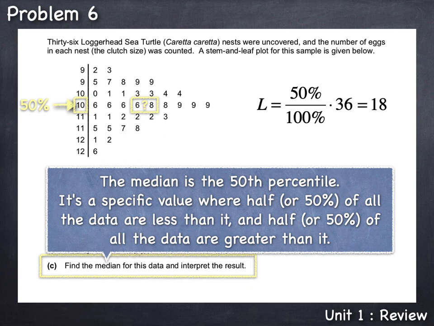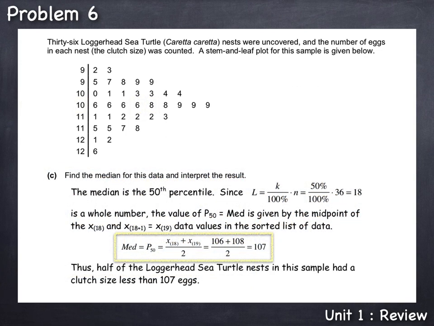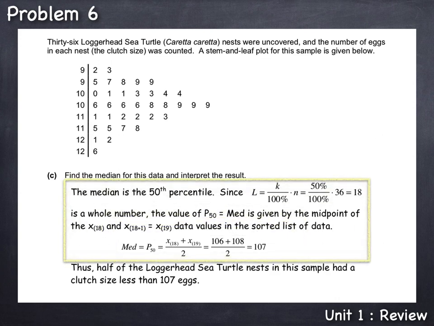So 107 eggs is right at the median, because that's where half of the nests had less than 107 eggs, and the other half of the nests had more than 107 eggs. So we've answered the first part of part C. The median is 107 eggs. We also have to make sure we show all our work that led to this answer. Now that we've found the median, we can then interpret the result.